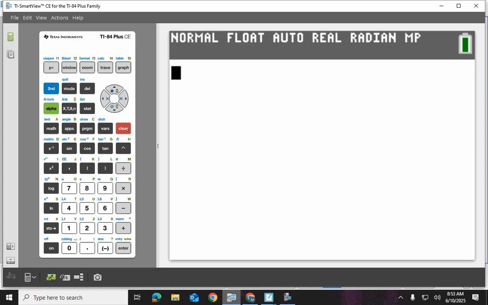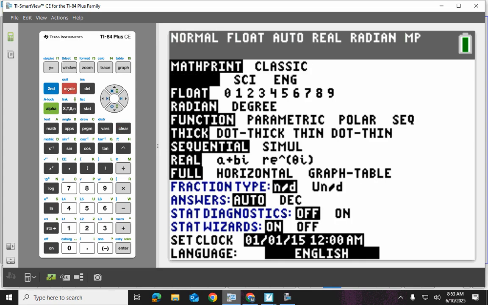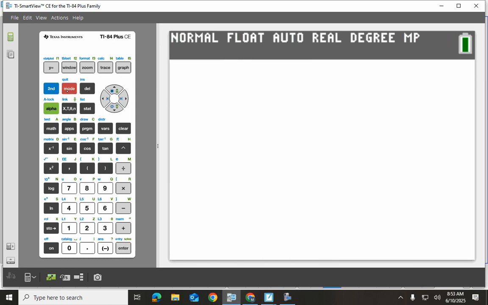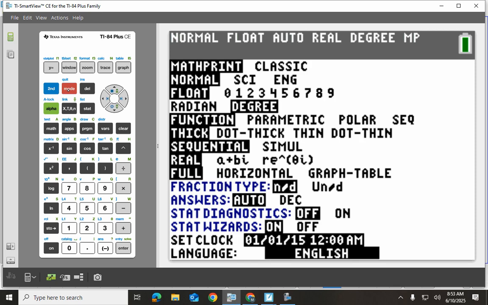How you do that is you hit your mode key, go down, find the word degree, hit enter, and then quit out. Now when you hit mode again, degree is highlighted. If you do not do that, your entire trig section will be wrong. Every single answer will be wrong. And they will be really wrong, like you're looking for the height of a tree and you get negative 2.3 feet.